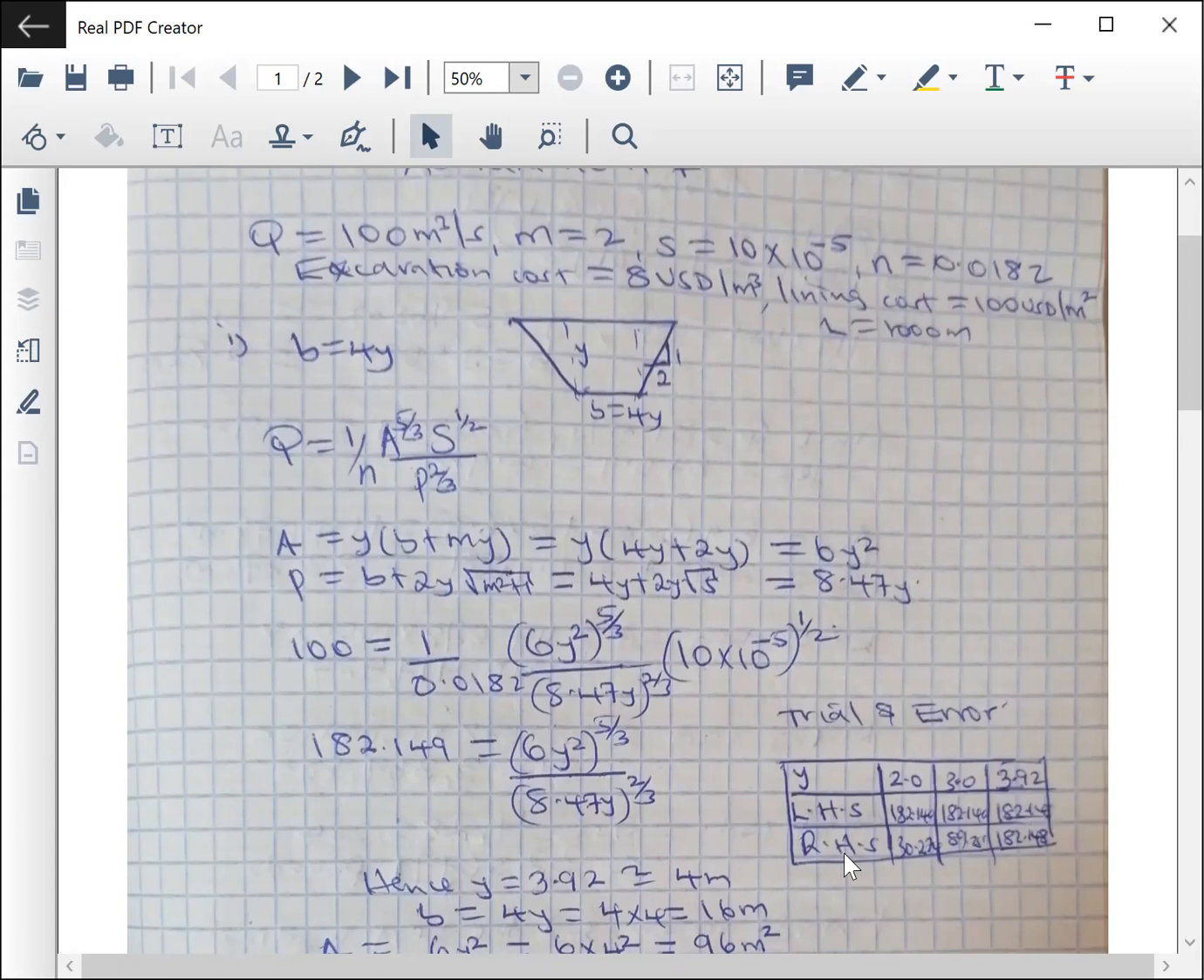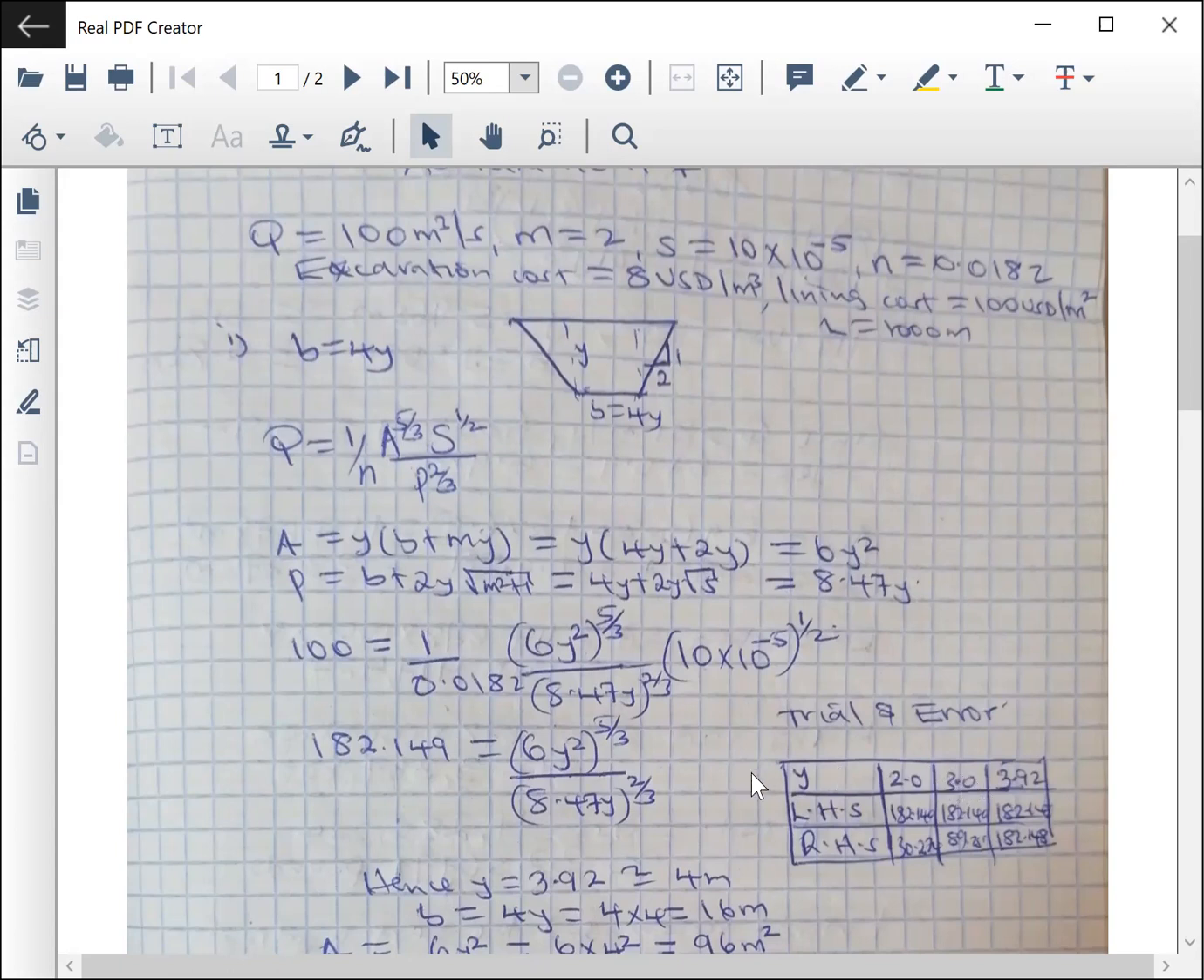But for the right hand side, wherever I take a value of y, I input it into y squared and into y and compute the value. For example, when y is 2, I put 2 here: 6 times 2 squared power 5 over 3, then 8.47 times 2, which is y, 2 over 3. When I compute, I get 30.274, which is very low compared to the 182.149. So I will move the value of y to try 3.